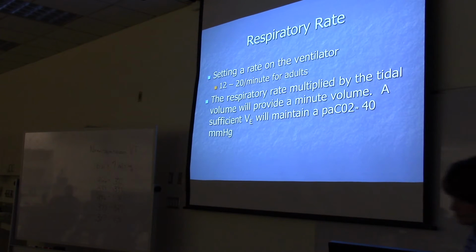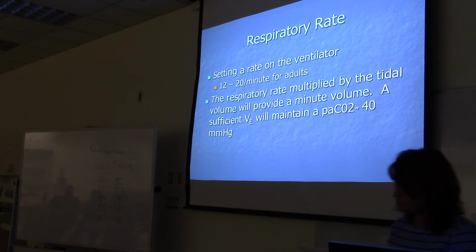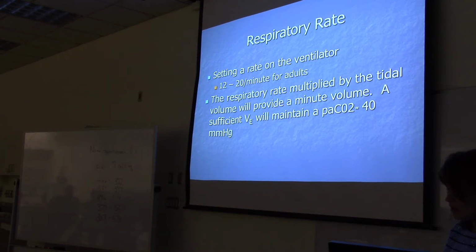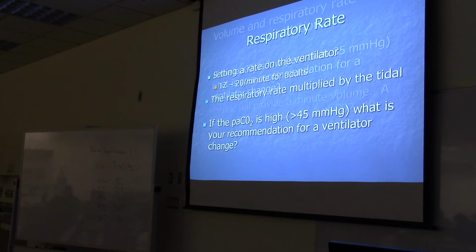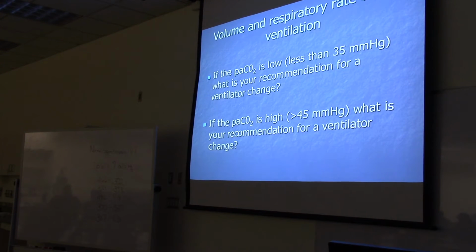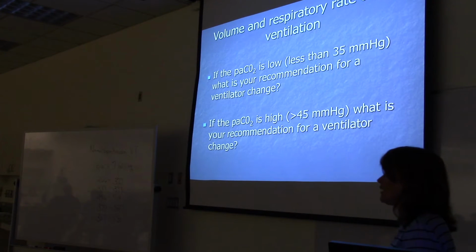It'll give us some examples coming up on the next slide. So volume and respiratory rate will affect ventilation. If the PaCO2 is low, so you draw a blood gas and you see that the CO2 is less than 35 millimeters mercury, what is your recommendation for a ventilator change? You want the CO2 to be about 40. What would you have to do?